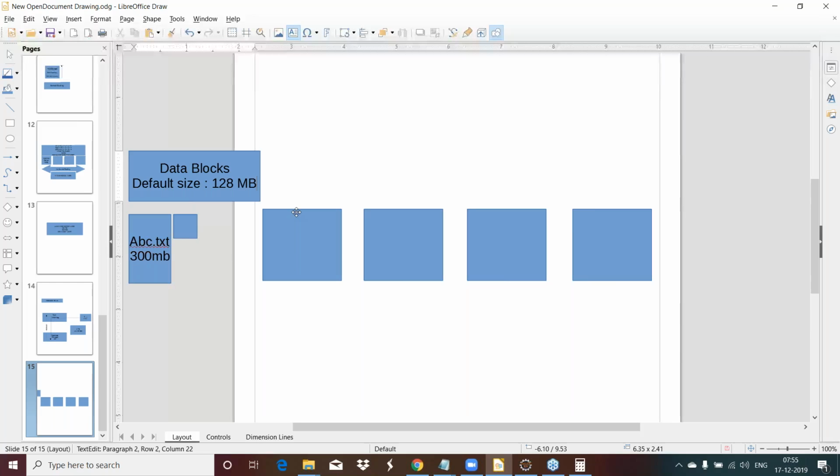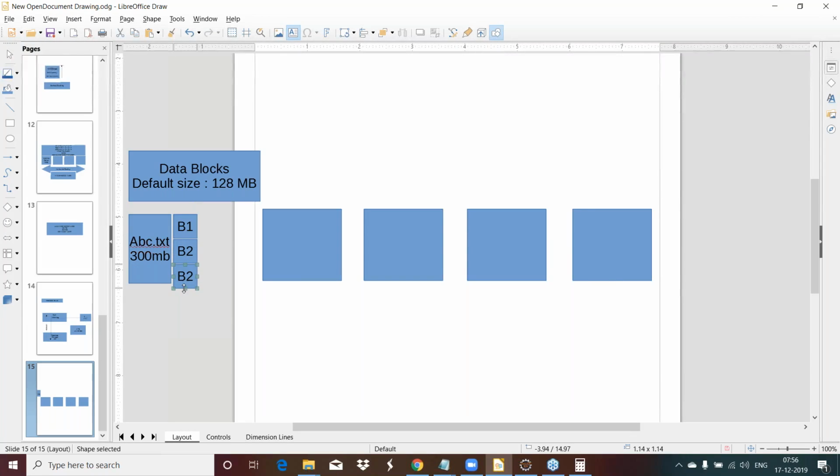Wonderful. So this file will be divided into blocks. Let me say this is the first block, B1. This would be of size 128 MB. Another block of size 128 MB, right? So 128 plus 128 will be 256. So 300 minus 256 will be 44 MB.